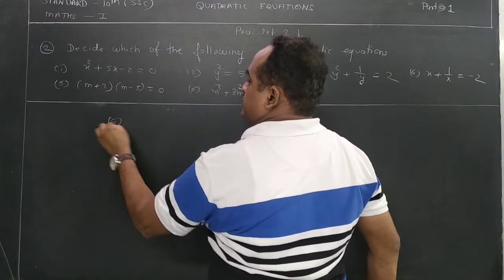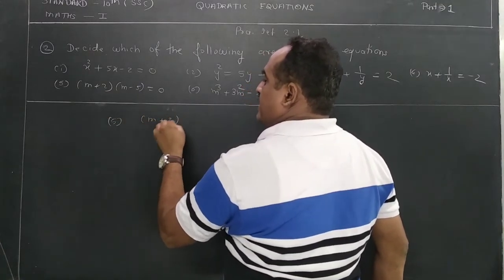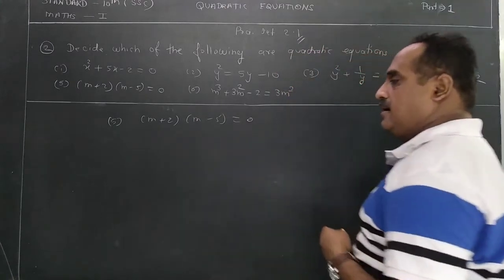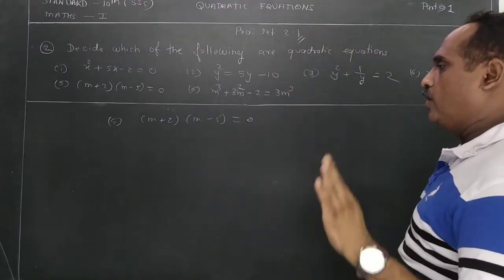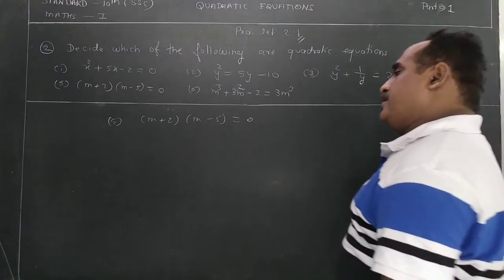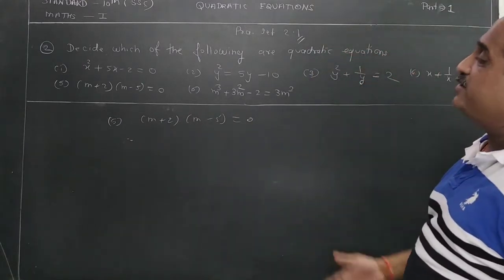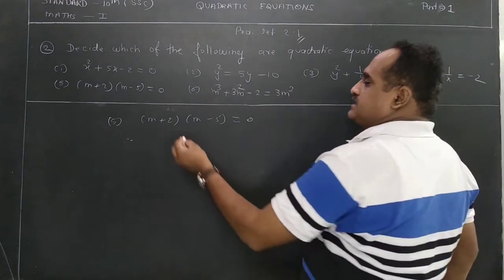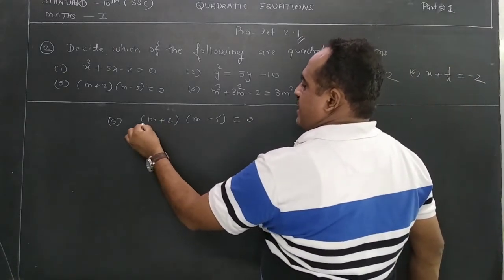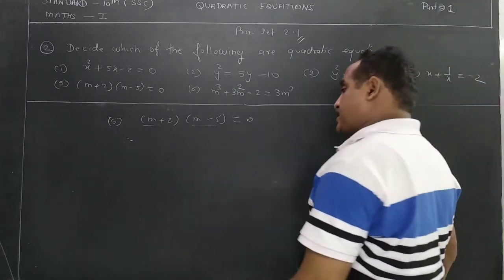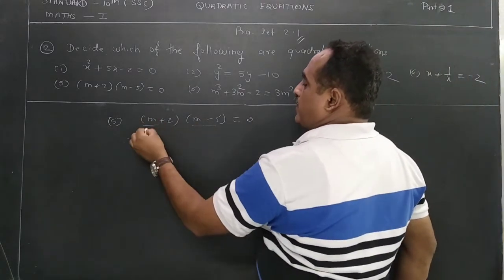See here now. Now it is the fifth question. m plus 2 into m minus 5 is equal to 0. Again, I will suggest you try to solve this question. Pause the video, do it, and then you check it. Okay? See here now, in this case, there are two brackets. You are going to multiply each term by each term. So what am I going to do?